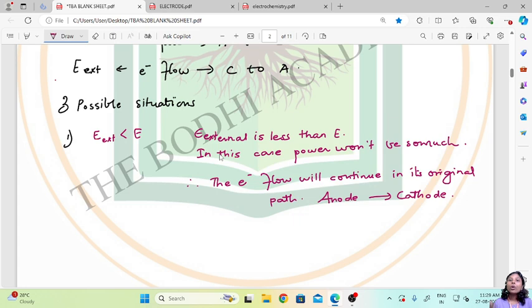If you want to overcome a force, that means you have to apply a force that is greater than that, correct? So if I am applying such a small external potential, it won't be able to overcome the already existing potential. In that case the electron flow will continue in its original path, that is from anode to cathode.